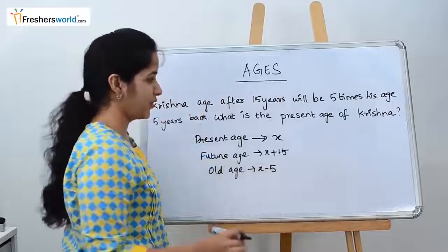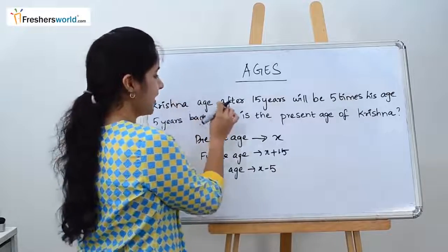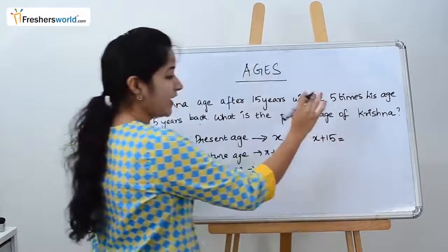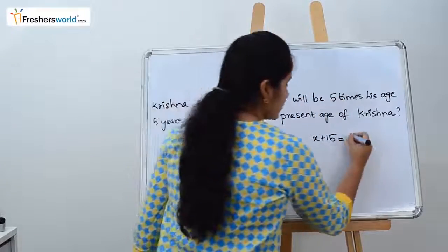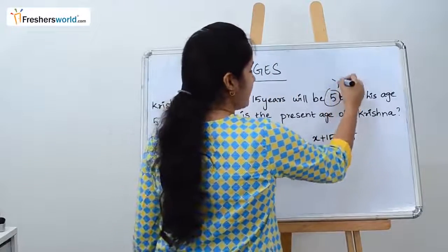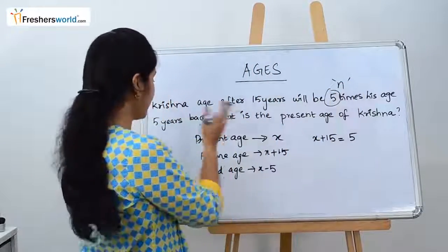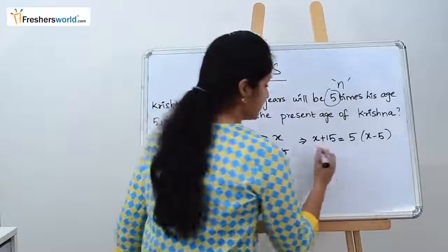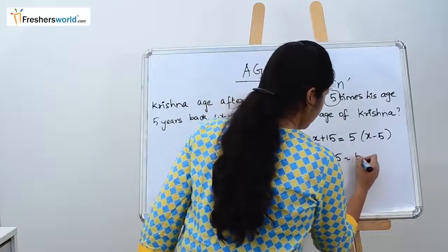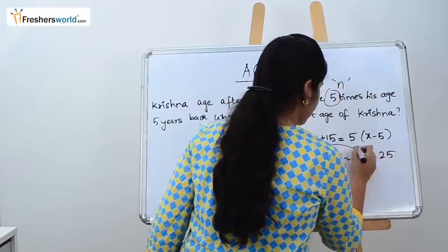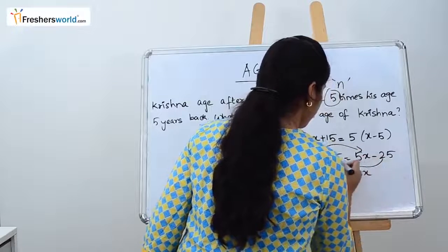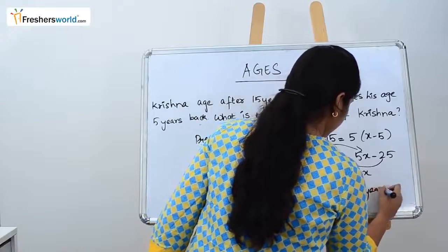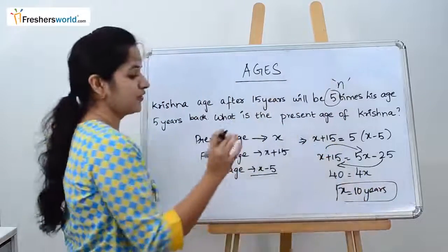Let's now create an equation. Read the question again. Krishna's age after 15 years, x plus 15, will be 5 times his age 5 years back. Remember that n times: 5 times his age 5 years back, so x minus 5. Let's solve this equation. x plus 15 is equal to 5x minus 25. Let's take x here, so it is 4x, and we are taking 25 here, which is 40. So x is equal to 10. So the present age of Krishna is 10 years.